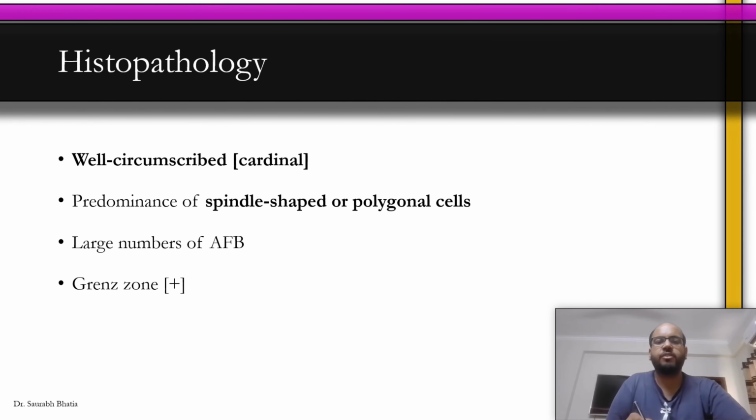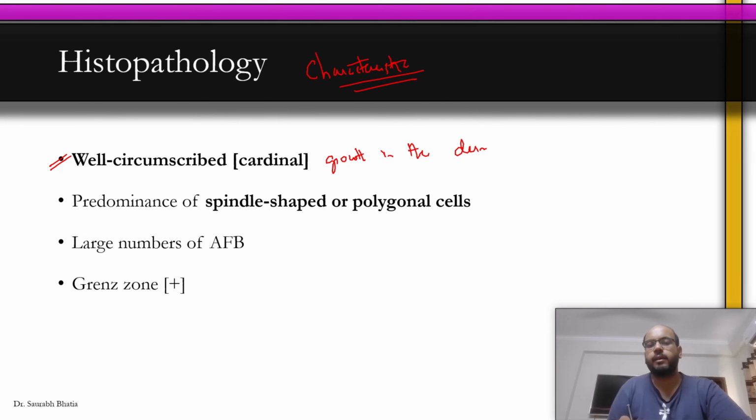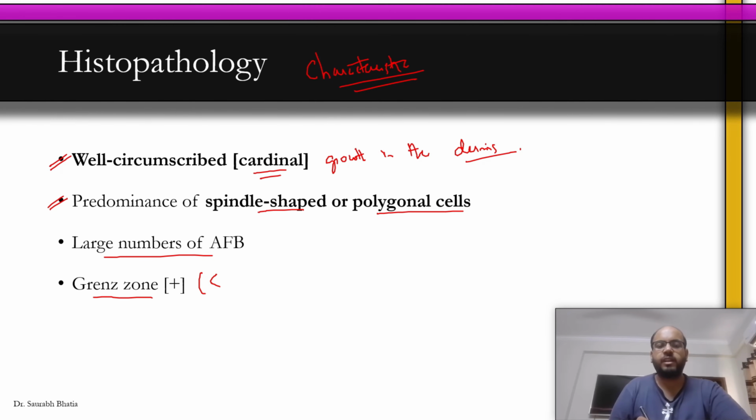In the previous slide, we mentioned that the histopathology of histoid leprosy is very characteristic. So we'll spend some time to understand what features we see in the biopsy. In biopsy, you will see a well circumscribed growth in the dermis. And this is one of the cardinal features. There will be predominance of spindle-shaped or polygonal cells, that means of different shapes, and they are filled with large numbers of AFB.